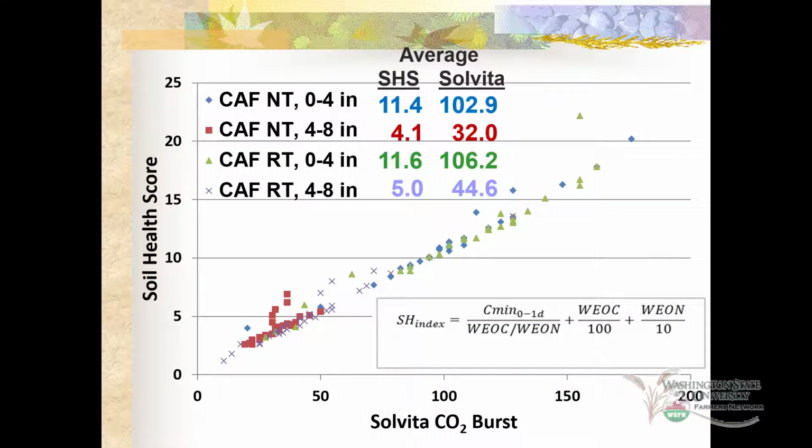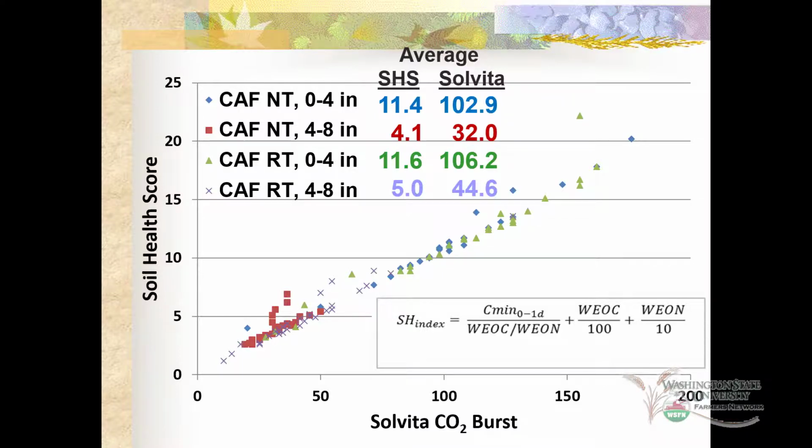Again, how much is enough? What are the thresholds and values that we're trying to shoot for? Good question. This is just a relationship between that CO2 burst in the Solvita test and the Haney soil health test score. Basically it says that much of the differences in this health score are being driven by this CO2 burst rather than the water extractable organic carbon and the other factors in that equation. So that emphasizes what's driving differences across our different depths.